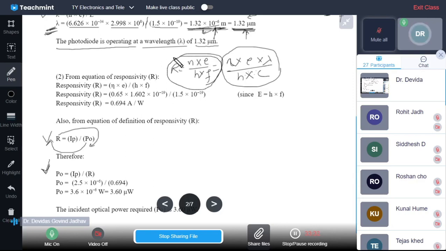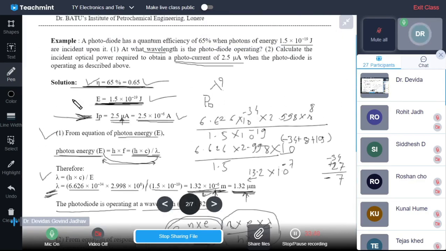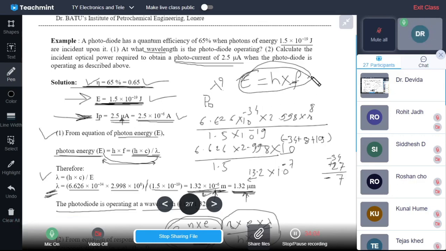How? Because h into f is the photon energy. So photon energy is given: E is equal to 1.5 into 10 raised to minus 19 joule. It is given. But what is E? E is equal to h into f. E is h into f directly.